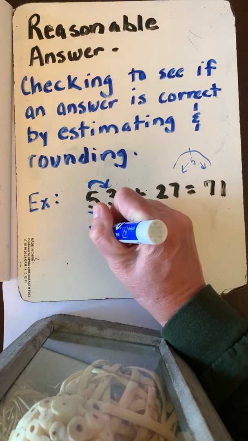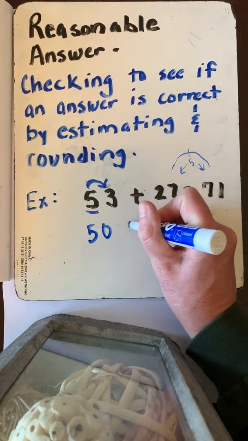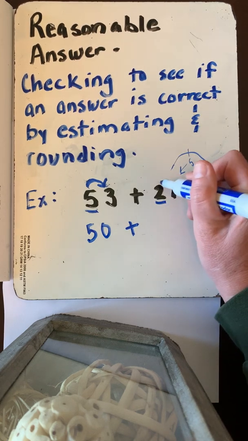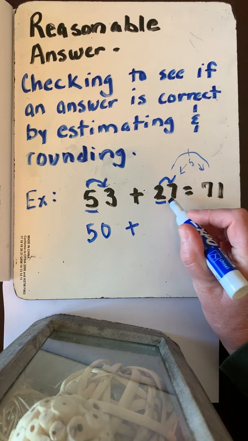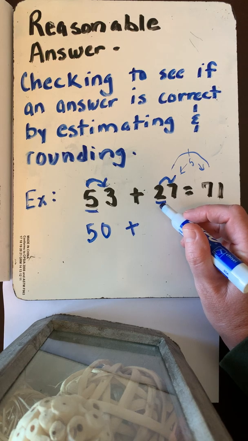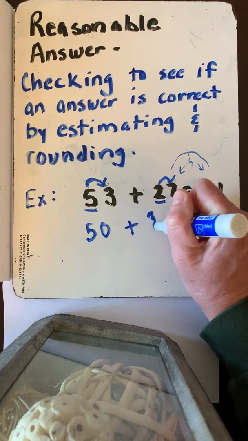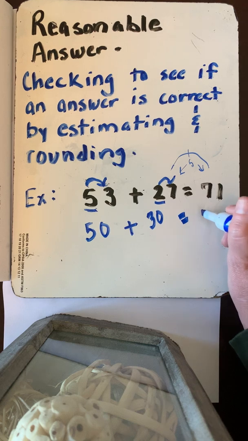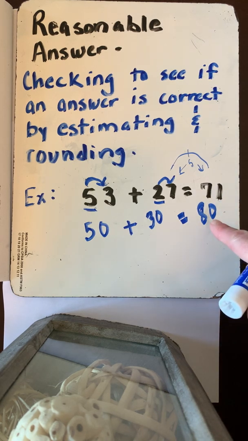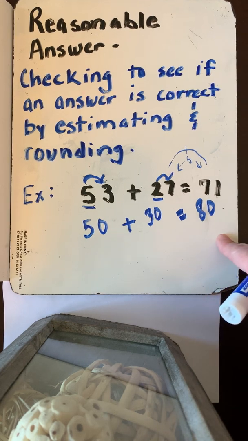Sorry, I'm having a hard time writing with my marker today. Let's round 27. Is this going to stay in the 20s or is it going to go up to 30? The way we know is if this number is more than 5, we're going to go up to the next 10. So this is going to round to 30. 50 plus 30 equals 80. 71 is not reasonable. It's not in the 80s because 71 would round to 70. So the answer should be in the 80s.